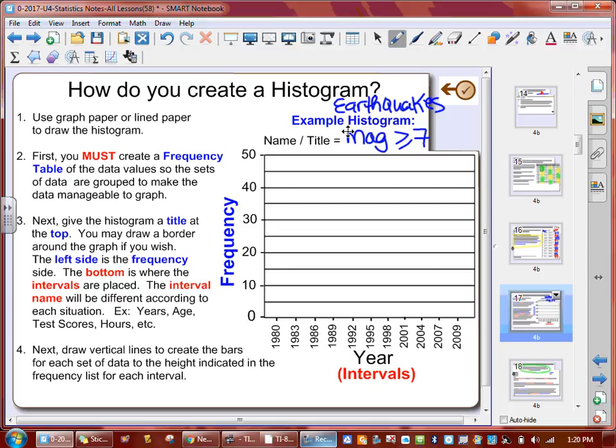You never know. Now we're going to draw our vertical bars according to how high they go. Our very first one went to 37. So I'm going to estimate up to 37, and I'm going to come down and draw a line in between those two lines. Now I'm going to shade that bar.